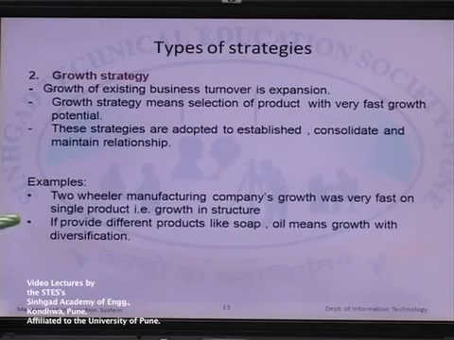Example here: a two-wheeler manufacturing company's growth was very fast on a single product, that is growth in structure. And if it provides different products like soap, oil, that means growth in diversification. If you consider a single product for growth or multiple products for further growth, that is a different strategy. That is a growth strategy.